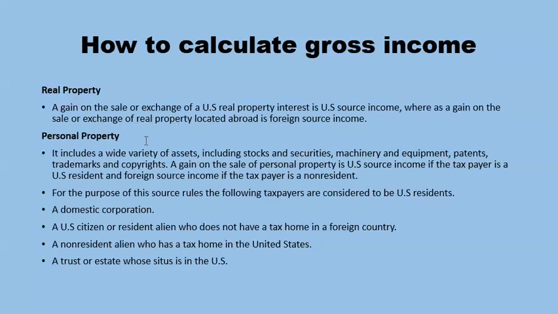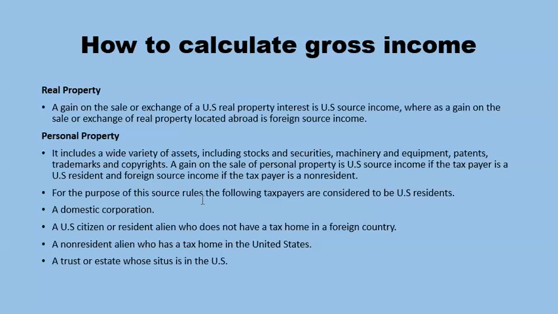Personal property. It includes a wide variety of assets, including stocks and securities, machinery and equipment, patents, trademarks, and copyrights. A gain on the sale of personal property is U.S. source income if the taxpayer is a U.S. resident, and foreign source income if the taxpayer is a non-resident.